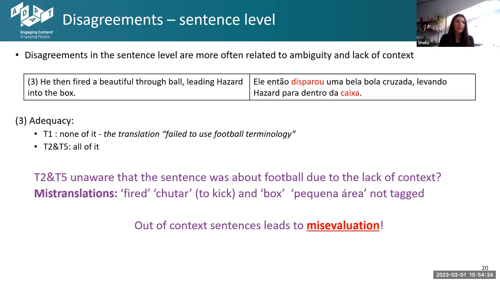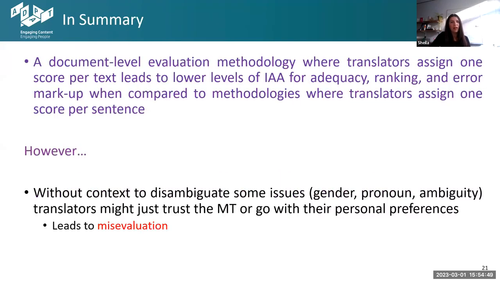And so, for example, the verb to kick and box should not be translated as it was translated by the machine translation. There was a specific terminology for that. So this is one example of the misevaluation. Two professional translators said this sentence is very accurate when it's not, because it was evaluated out of context. So what we realized with the first experiment is that assigning one score per document led to lower inter-annotator agreement for adequacy and ranking, compared to giving random sentences, which is what the machine translation field was doing already. But without the context, we saw so many errors in evaluations, and the risk is always higher.